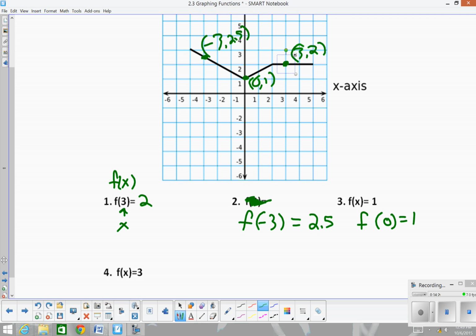Now the next one, okay, the next one you're going to have f of x equals 3. So when is f of x 3, you're looking for another value. That's going to be a money problem. So I want it written something like that. Alright, good luck.